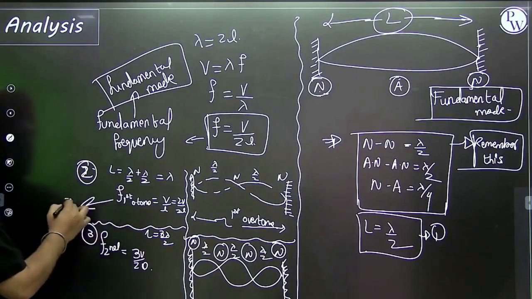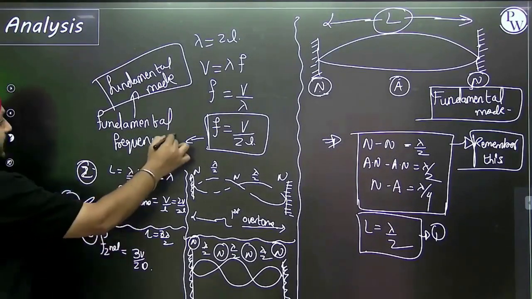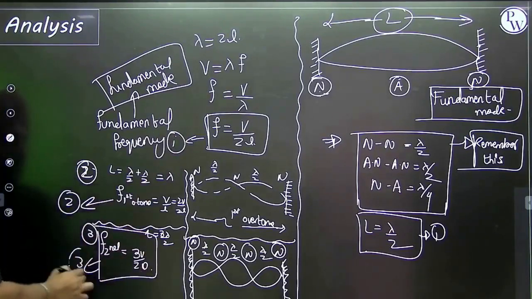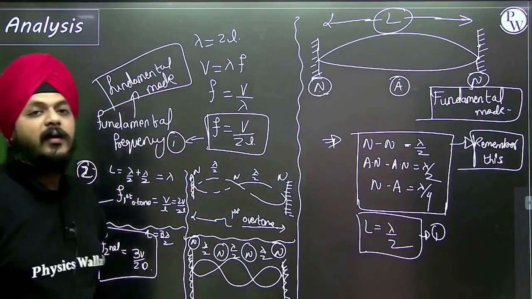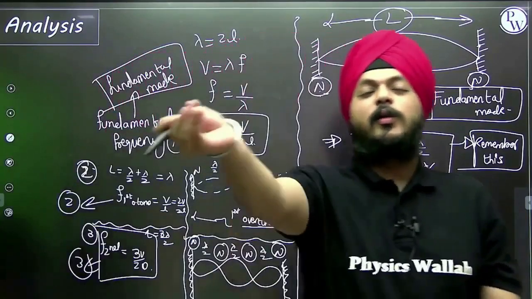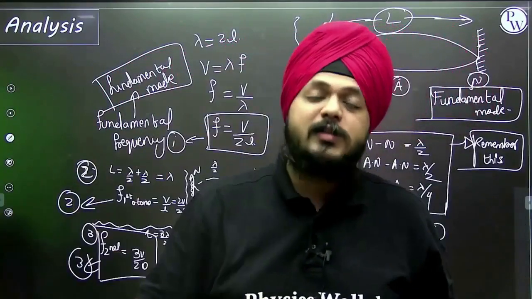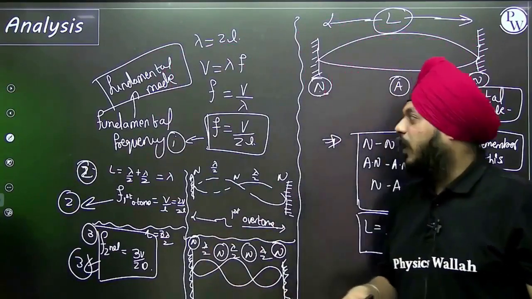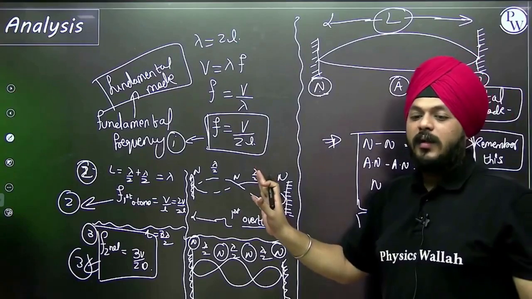Can I consider this as equation number 2? Can I consider this as equation number 1? Can I consider this as equation number 3? From 1, 2, 3, it is not important that you obtain the general equation of the frequency. No, there is no need for that. You can just understand the concept.